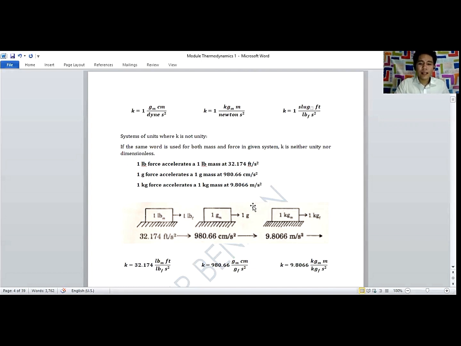Now, these values are at standard condition. Why did I say that? Because there are some problems that state that a certain object is at standard condition. So when we say at standard condition, we should remember that this gravity value should be used in terms of the English system or the metric system.